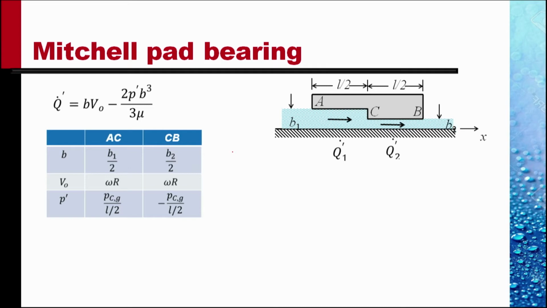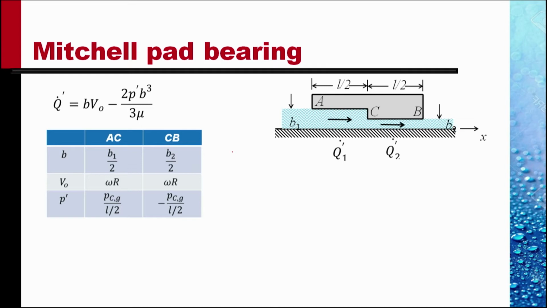The half width of the channel is B1 by 2. For the part CB, it is B2 by 2. V naught in both cases is omega r. P prime, the pressure gradient in the first part, is PC gauge divided by L by 2. The pressure changes from 0 to PC gauge in the length L by 2.